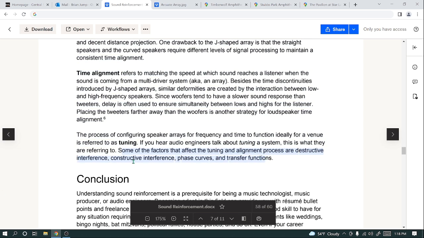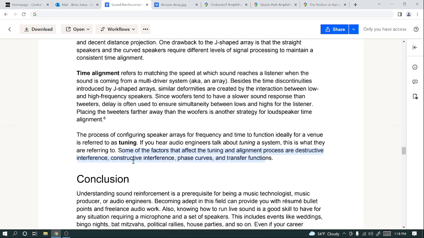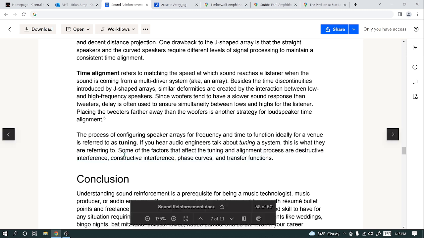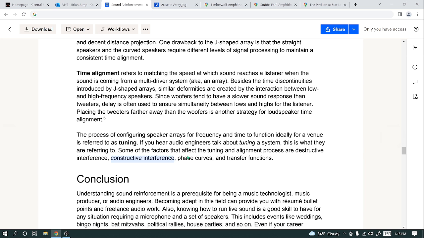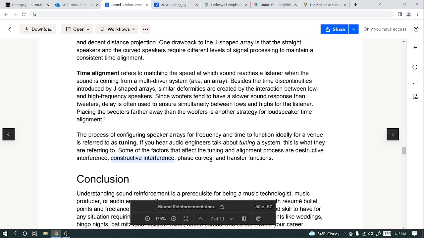So destructive interference would be whenever the phase curves are out of sync with one another. One is compressing while the other one is rarefacting. That could result in a decrease of volume. So you might have to work this out of the system. Or you could have constructive interference, maybe resulting in too much mid-range. So you got a bunch of mid-range speakers working together in concert, and they're reinforcing the volume unproductively. And of course, this is a matter of phase curves. And then also transfer functions.